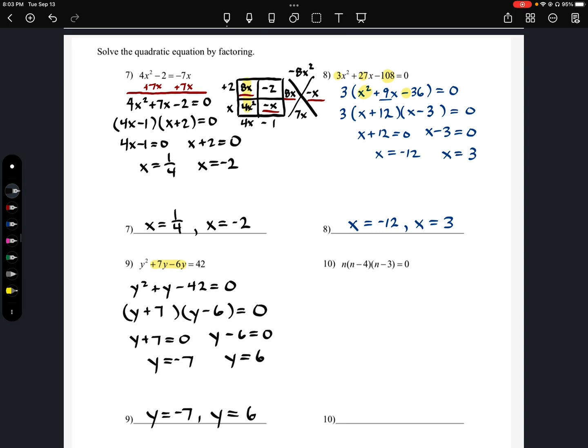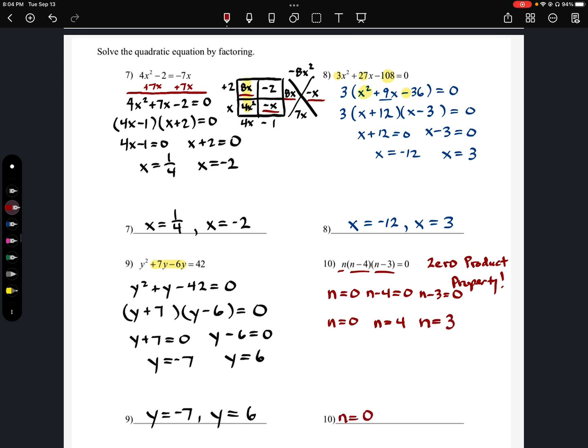Last one in this section, we have number 10, we have n times n minus 4 times n minus 3. Now, rather than taking it and multiplying this all together, remember we are already set up to use our zero product property, right? The hard part, the factoring, has already been done for you. So we're just going to take all three factors, set them equal to 0. We've got n equals 0, n minus 4 equals 0, and n minus 3 equals 0. So n equals 0, n equals 4, and n equals 3.